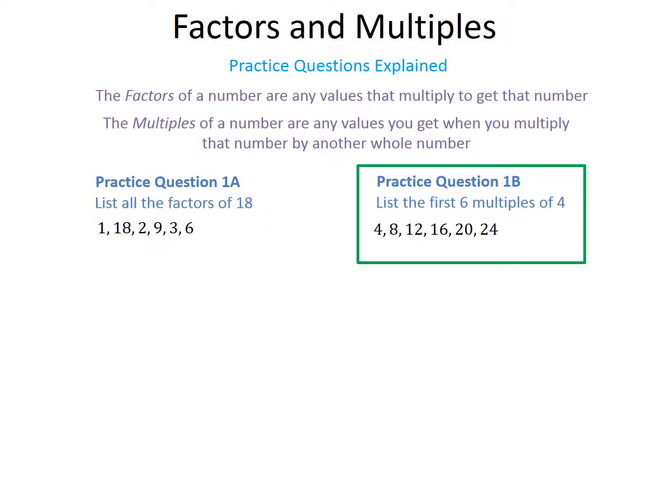But if you did, you'd find out that 18 is not on your 5 times tables. And now if we try the second one, we've got list 6 multiples of 4, and so all we had to do here was count up our 4 times tables, and really the only thing you had to look for here is make sure you don't write down more than 6 of them.